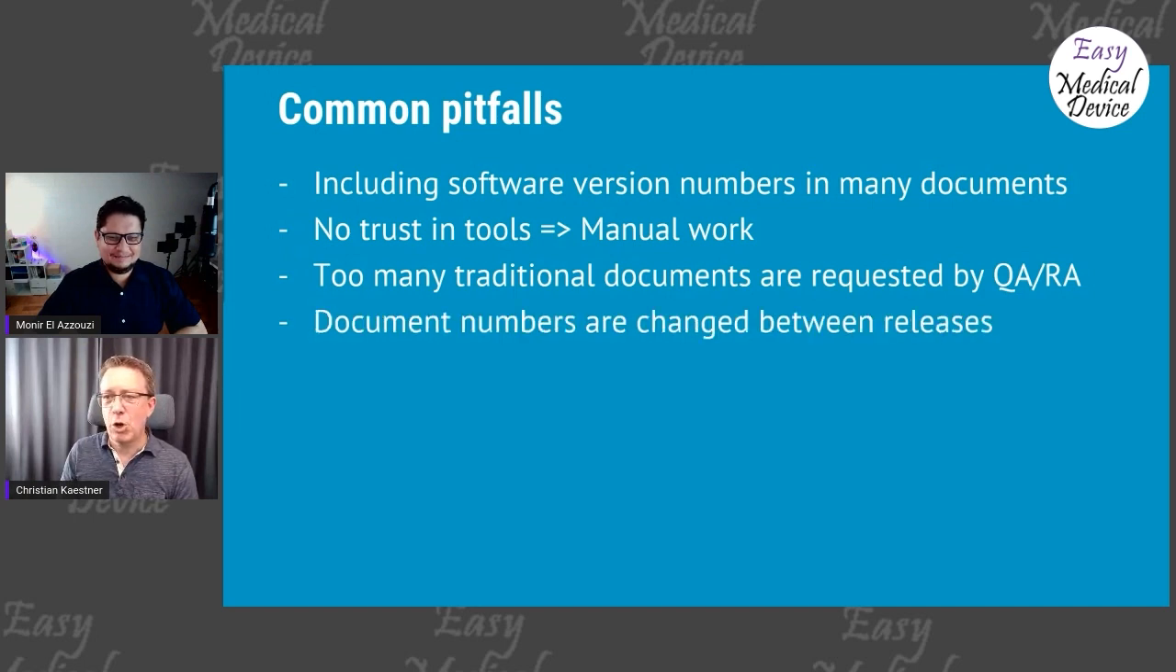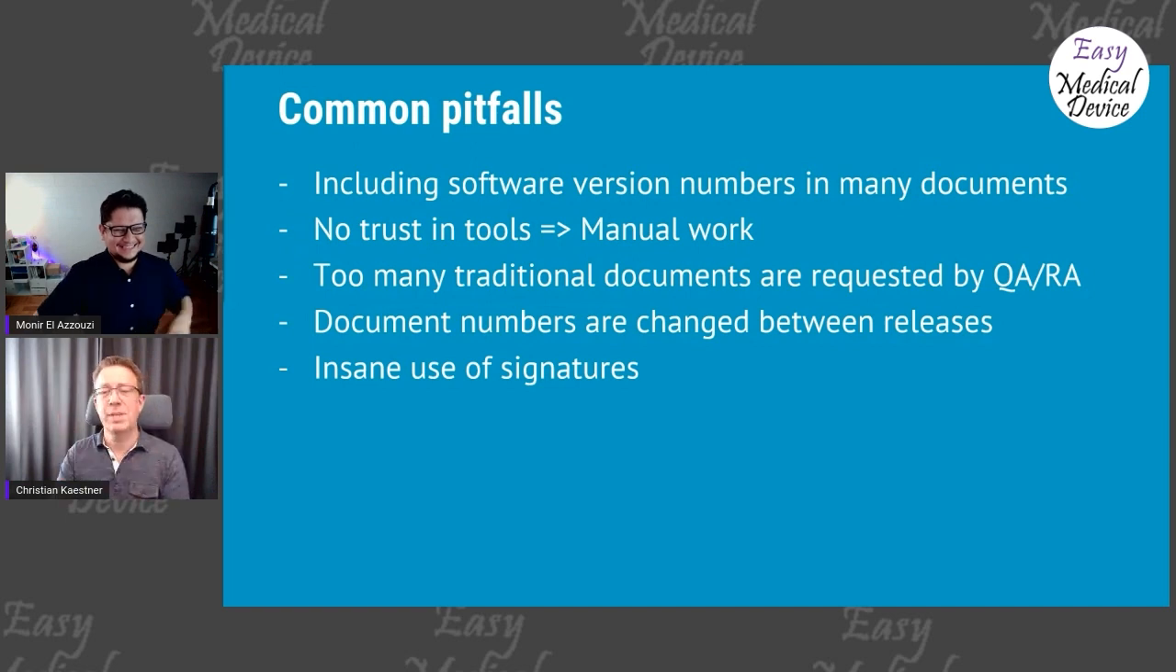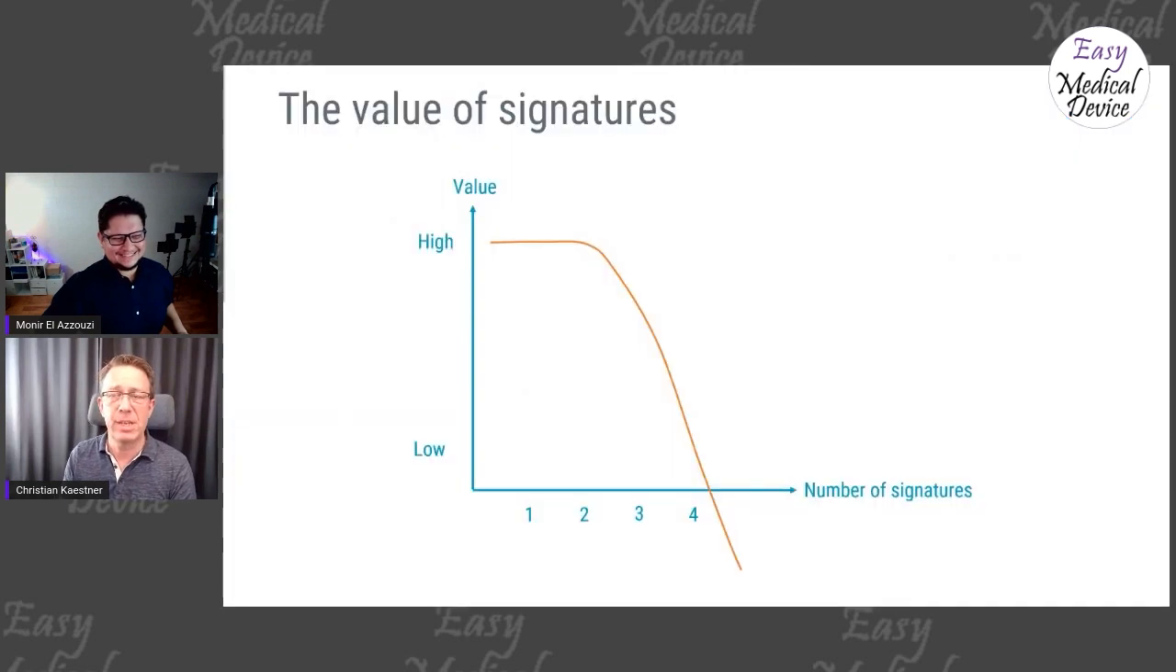So document numbers are changed between releases, and that's also a nightmare, because then you can't reuse documents you prepared for the previous release, since they now have new document numbers. And last is something I really, really hate. Sorry, I perhaps should be a little bit more politically correct, but insane use of signatures. And that's why I would say that the value of signatures is really falling with the number.